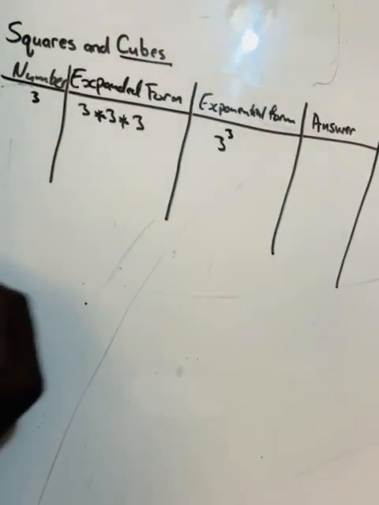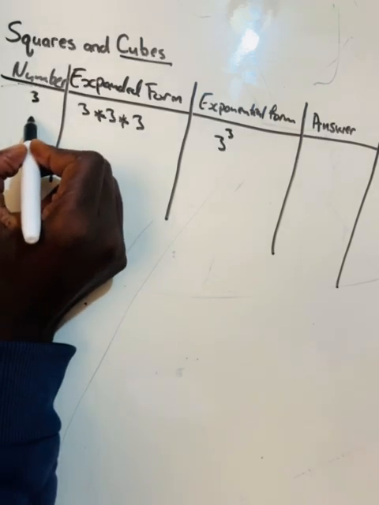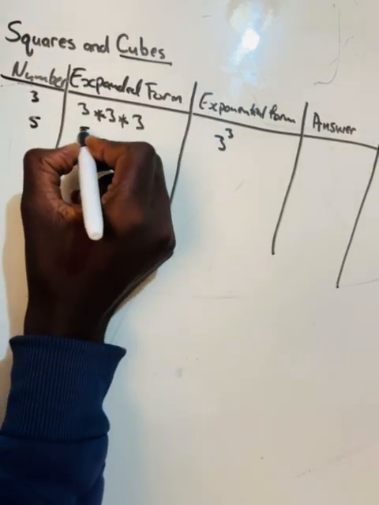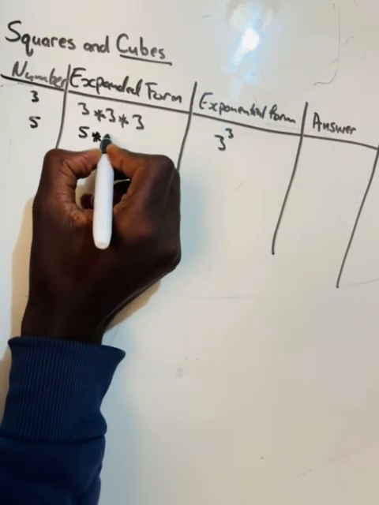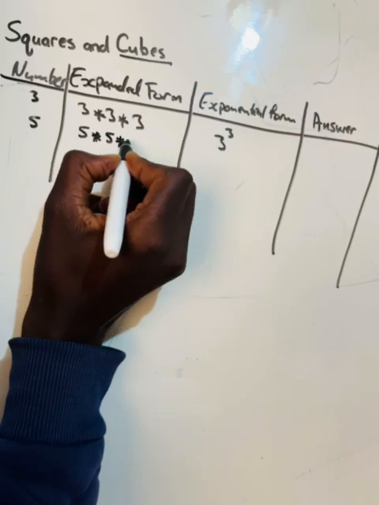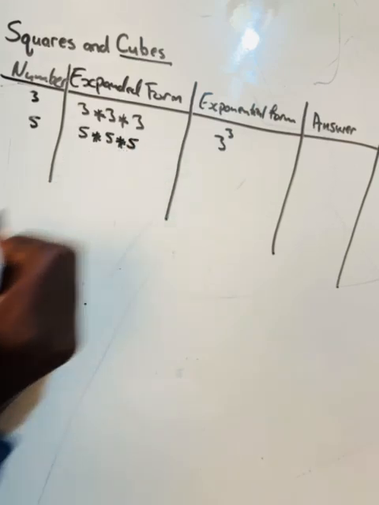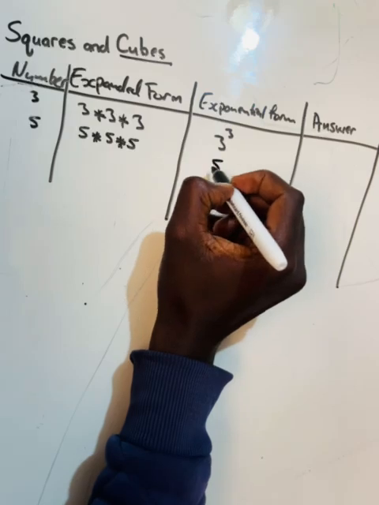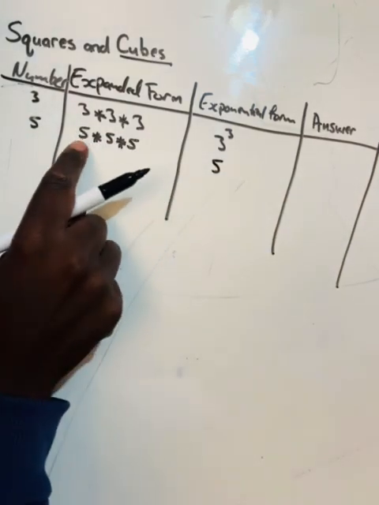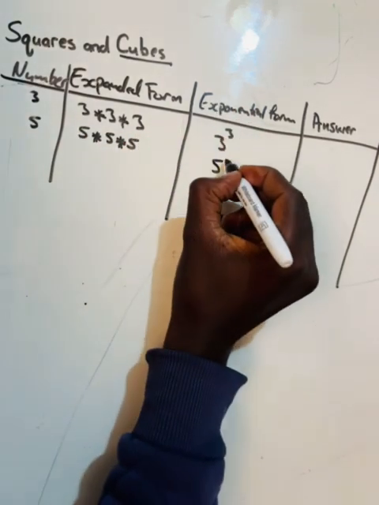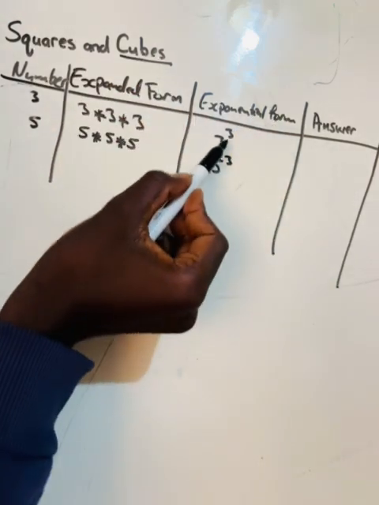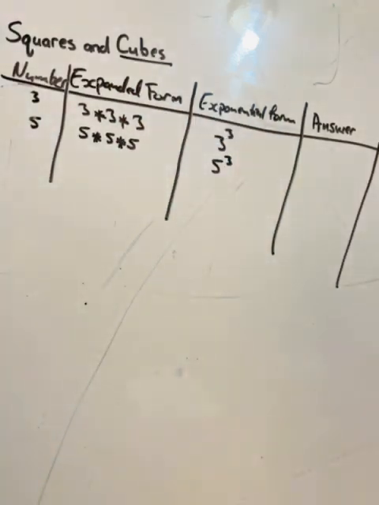Then we can have another example. Let's say we have been given number 5. In expanded form, we write it as 5 multiplied by 5 multiplied by 5. In exponential form, you write it as 5. This is the base. And how many times? 1, 2, 3. So basically, when we say cube, the exponent is always going to be number 3.